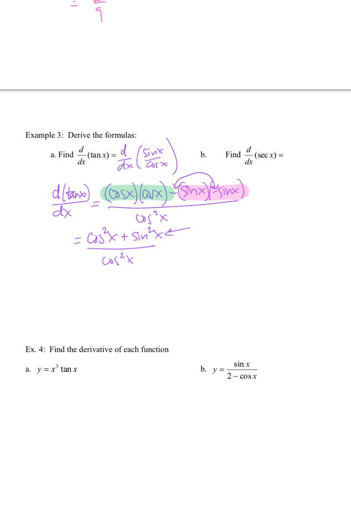This numerator, that's the big kahuna, you guys. That's the most important, the Pythagorean identity. We end up with 1 over cosine squared x, which is secant squared x. That's why the derivative of tangent is secant squared. Okay. Now again, I made you memorize it, but in case you wanted to know why.